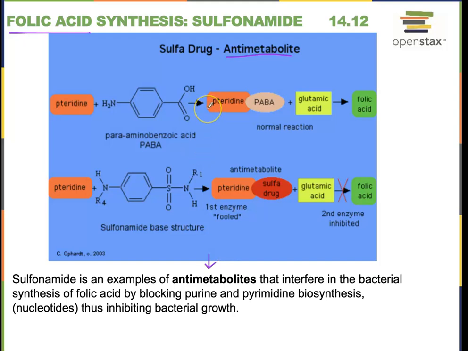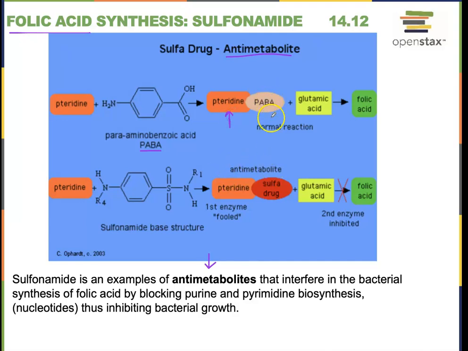So let me just explain what's happening here. We have this PABA molecule, which is natural in the bacteria. We don't want to worry about everything here, but PABA is the substrate. This is the enzyme. And when the substrate and enzyme come together with glutamic acid, they make folic acid, right? So this is the chemical equation. The enzyme is this guy.